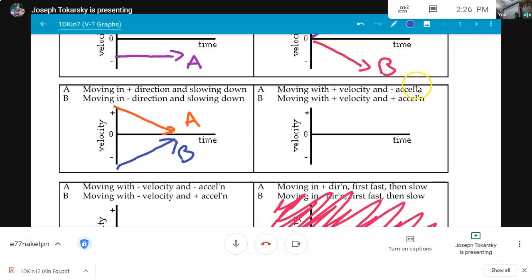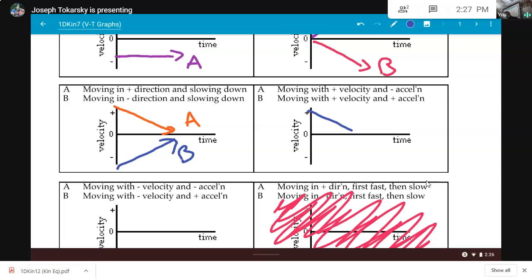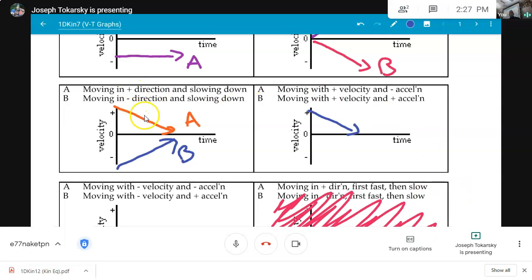It doesn't say the words speeding up or slowing down anymore, does it? So we should be able to tell by the signs. If the signs given for V and A are opposite, is that speeding up or slowing down? Slowing down. So this is really saying moving positive and slowing down, which we already did. They're just saying it in a different way. So this line A is going to look exactly like the line A from over here, right?